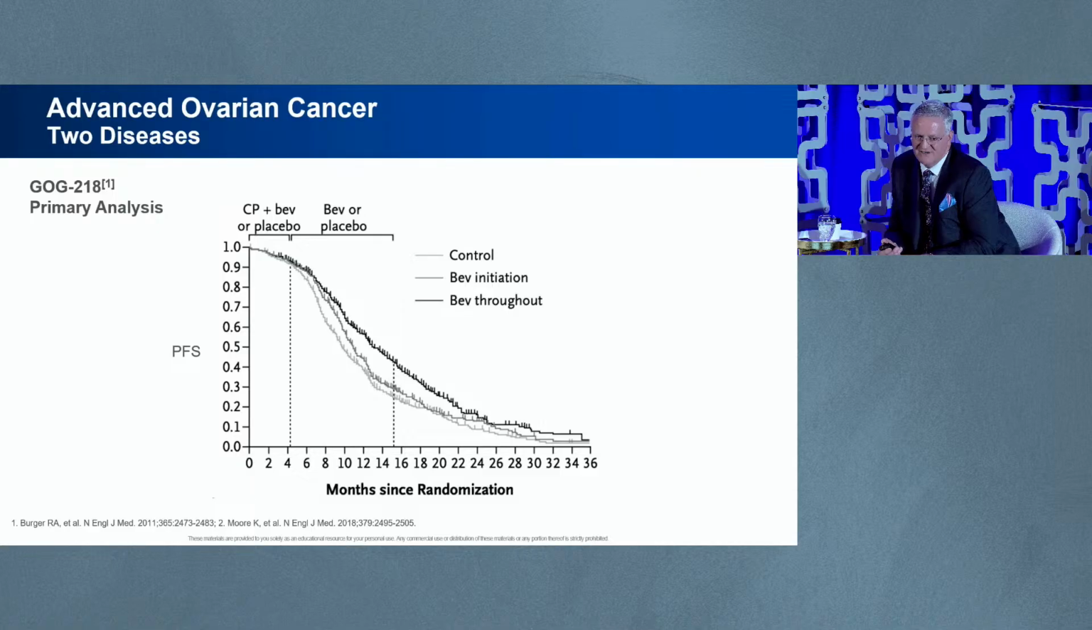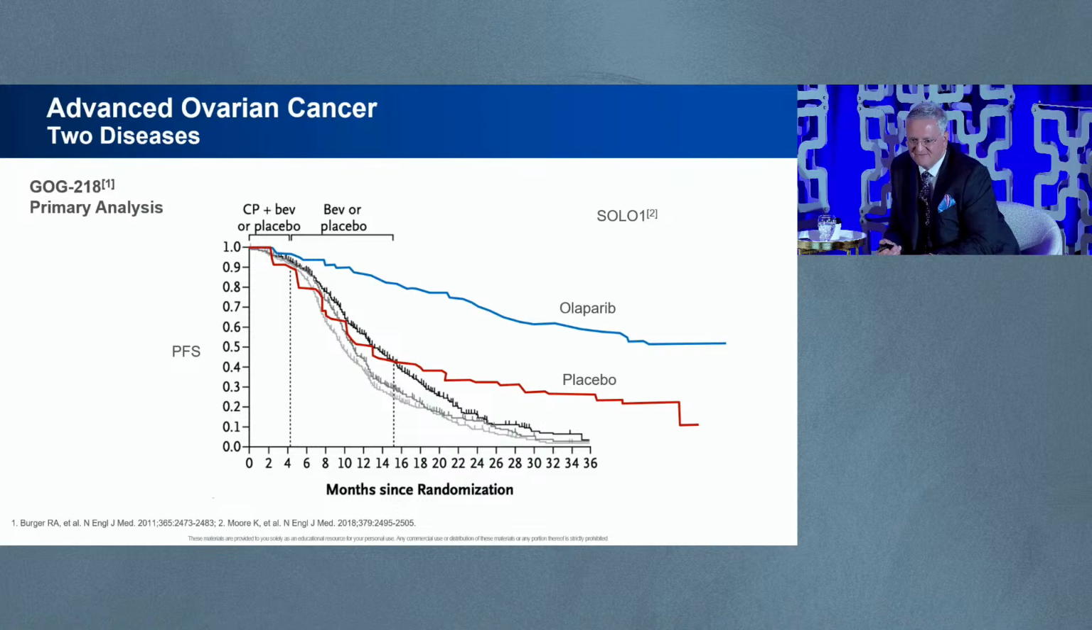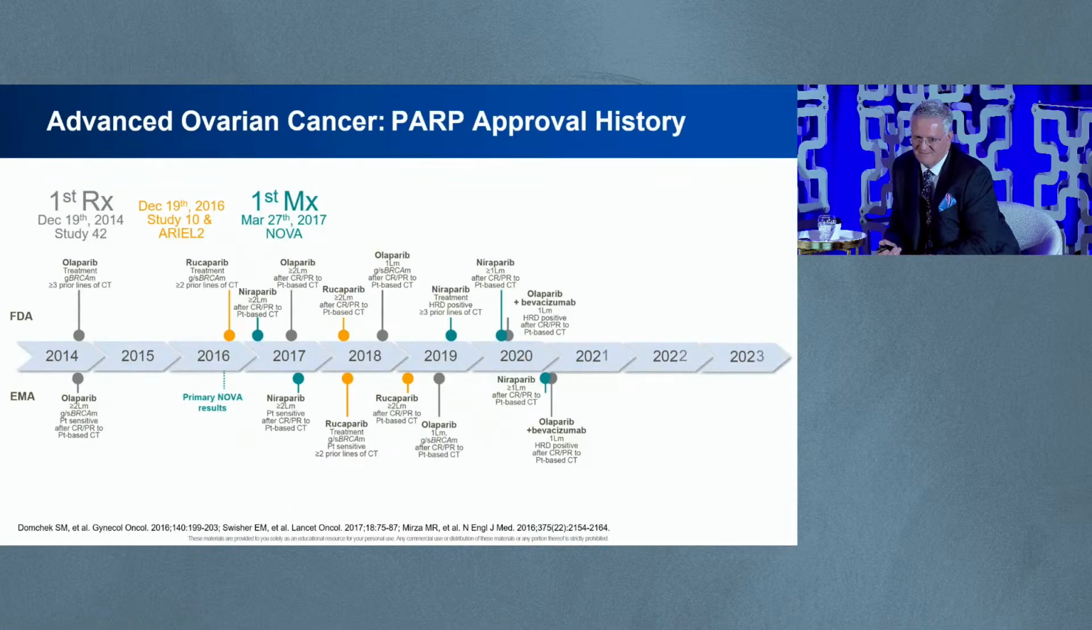So GOG 218 with bevacizumab, and then if you put the SOLO1 olaparib curve with patients doing so much better, not really educational because these are very different populations of patients, and the placebo arm, a third of the patients on SOLO1, clearly outperforming the patients who were enrolled to 218. They were different patients. Every single patient had a BRCA mutation, and you are pulling out the patients who are going to perform best from those 2 studies.